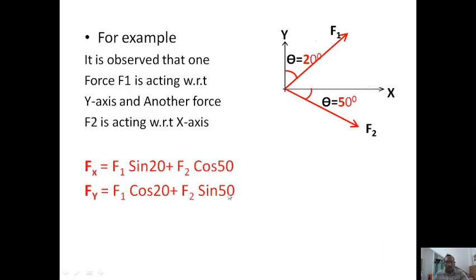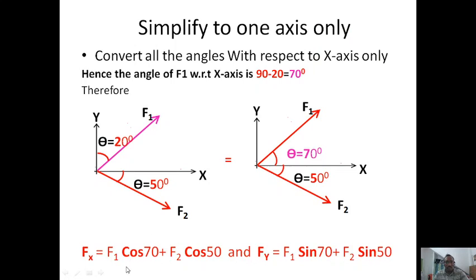Just go back to the earlier slide. Here, both are different, sine and cos are there in one equation, right? But here, only cos in one. How do I get this? I just made the angles with one axis only. Suppose I am taking with respect to the x-axis, all the angles I converted with respect to the x-axis only. Now see in the figure, there are two angles.